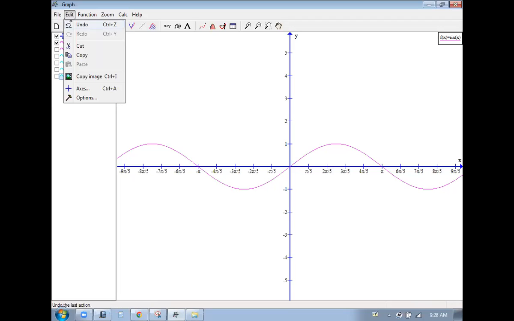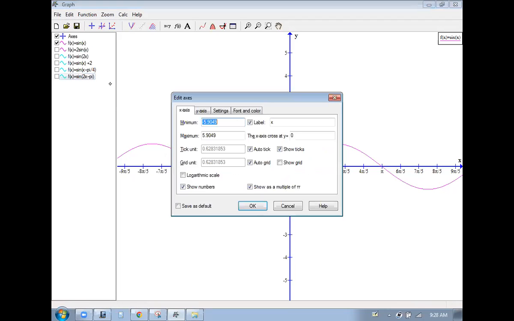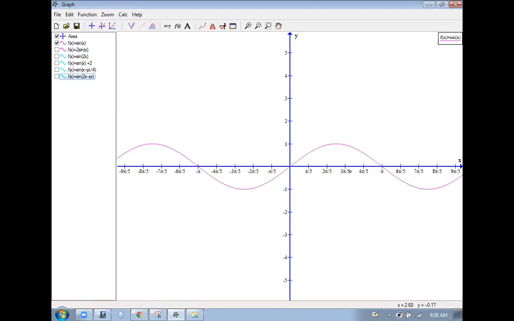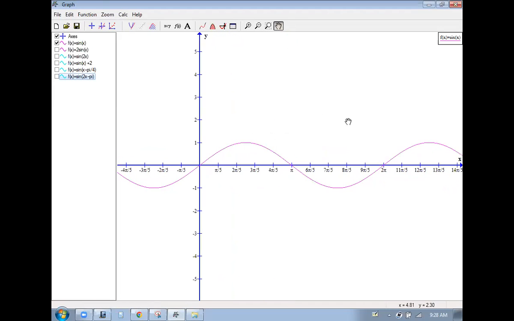What edit? Axes. I had to go to axes and then x-axis. I had to click on show as multiple of pi. Okay, and that's how I turned that into pi's here. Okay, those are your basic sine function, right?